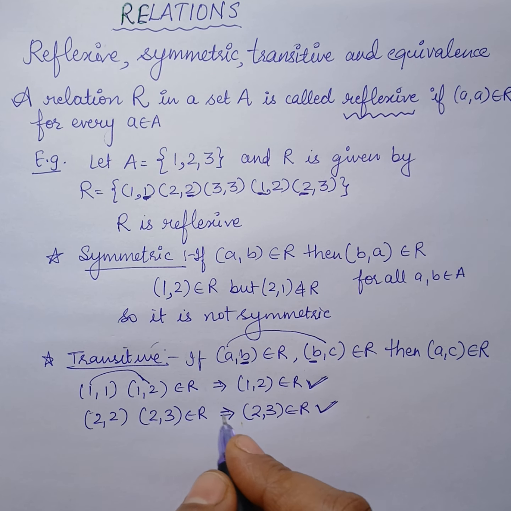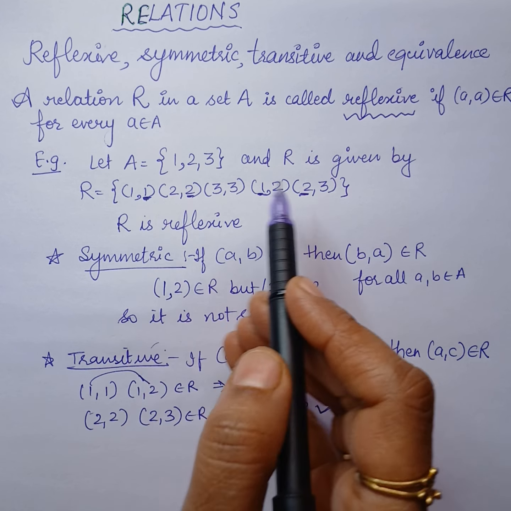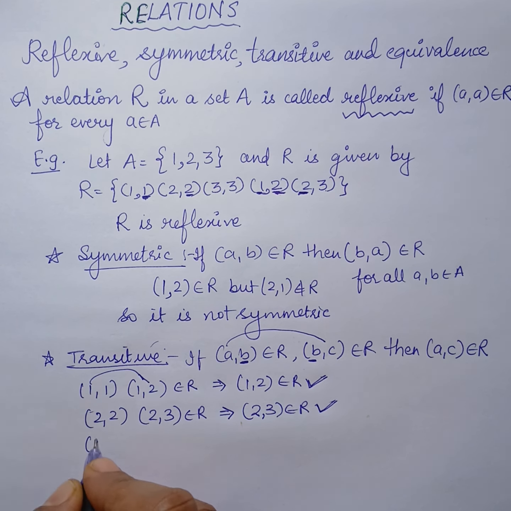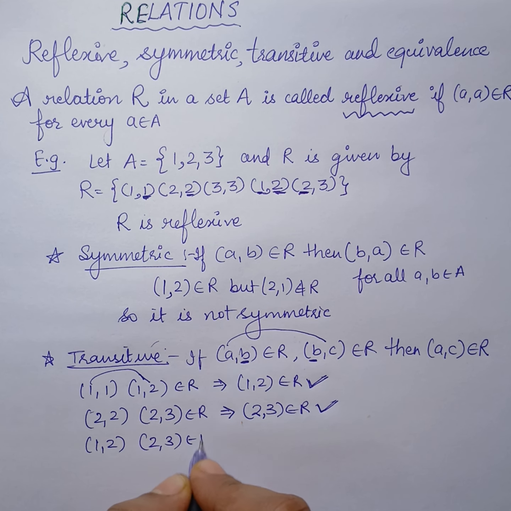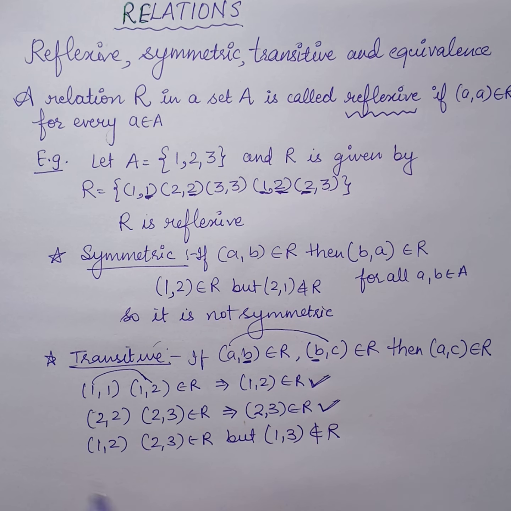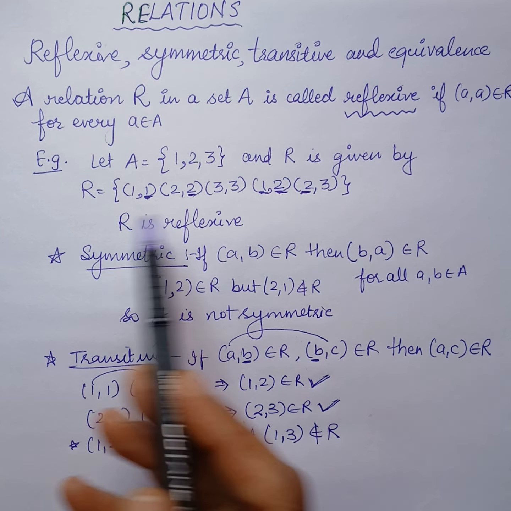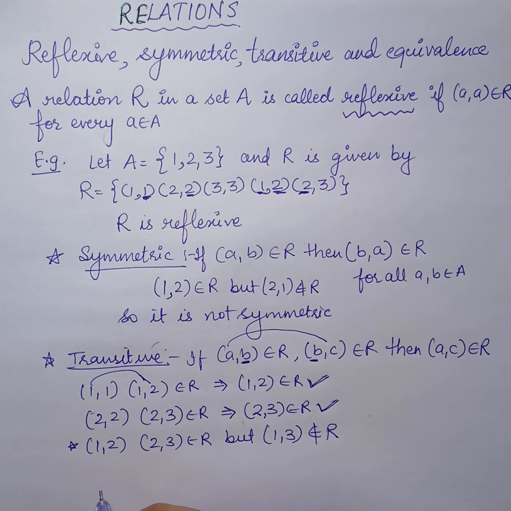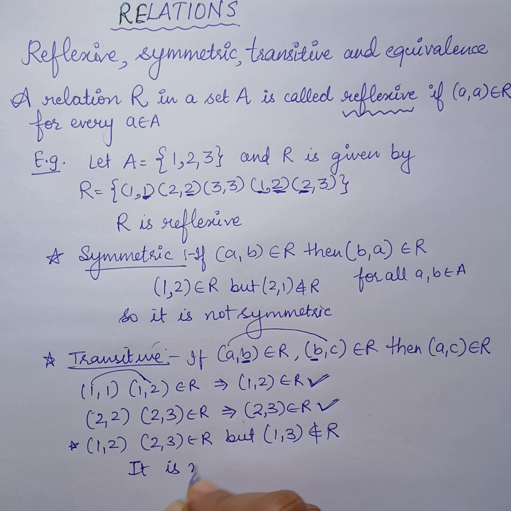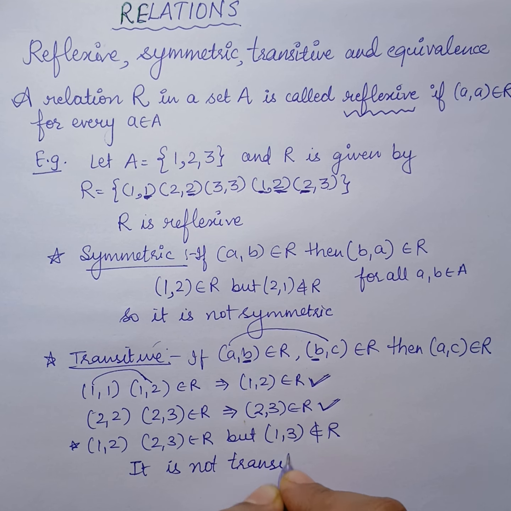So let us think about any other counter example. Like I have (1, 2) and (2, 3), because this 2 is common. So (1, 2), (2, 3) belong to R, but (1, 3) doesn't belong to R. So we need to find these kinds of elements in R for which it is not transitive. If (1, 3) also would be there in R, then it must be transitive, but it is not. So we will write R is not transitive, because we have found the counter example.